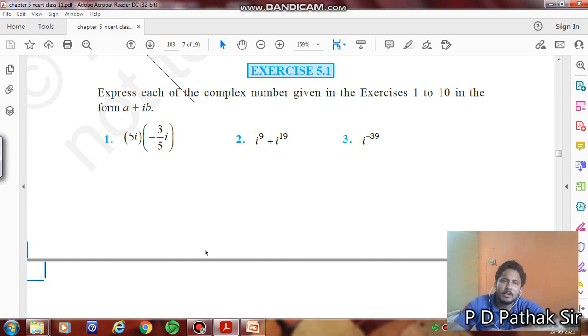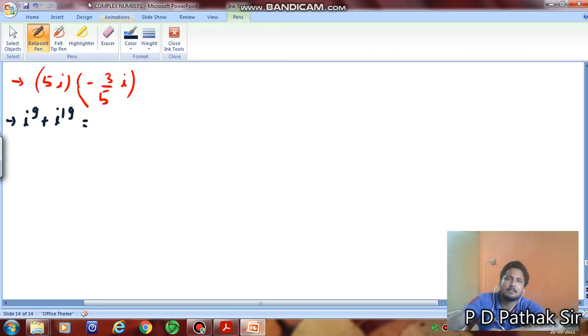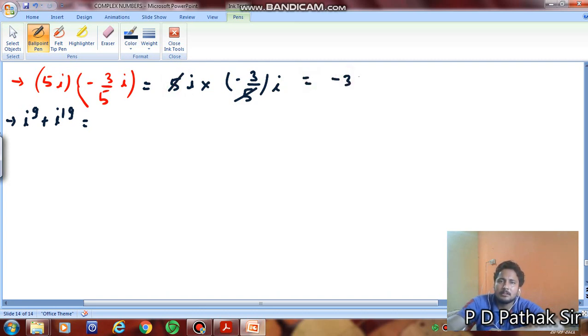Now the first question is 5 iota minus 3 upon 5 iota. Let's solve this. 5 iota into minus 3 upon 5 iota. So cut this 5 by 5. Your answer will be minus 3 iota into iota, which means iota square, or you can write minus 3 iota square, which means minus 1, and your answer will be plus 3. Now come to the second part.